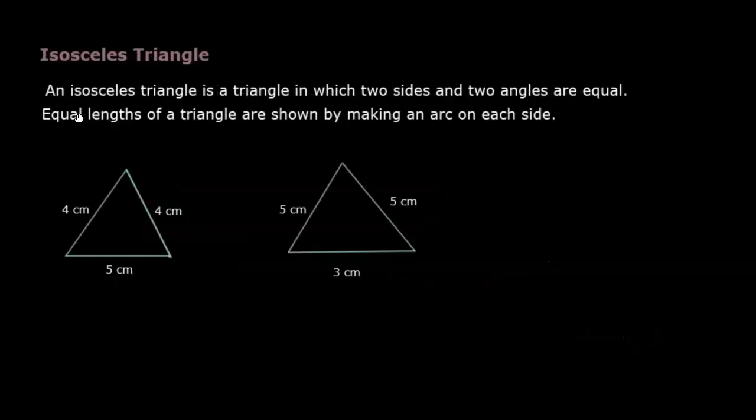Isosceles Triangle. An isosceles triangle is a triangle in which two sides and two angles are equal. As shown here, these two sides in this triangle are equal, and we can show equal sides by marking this kind of sign. And in this triangle, these two sides are equal. So equal lengths of a triangle are shown by making an arc on each side.